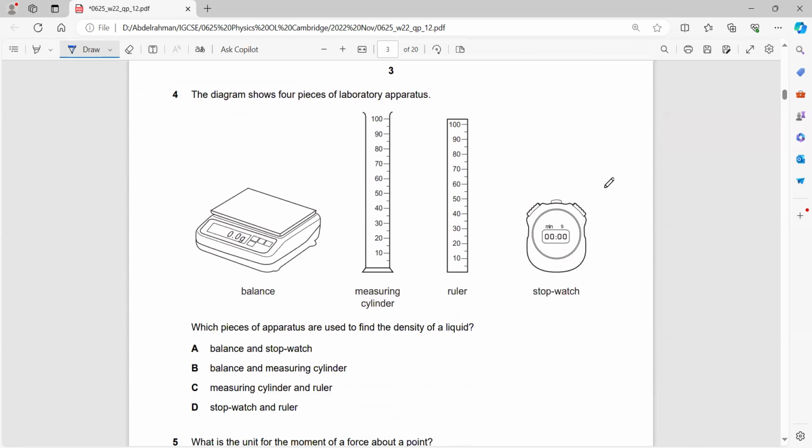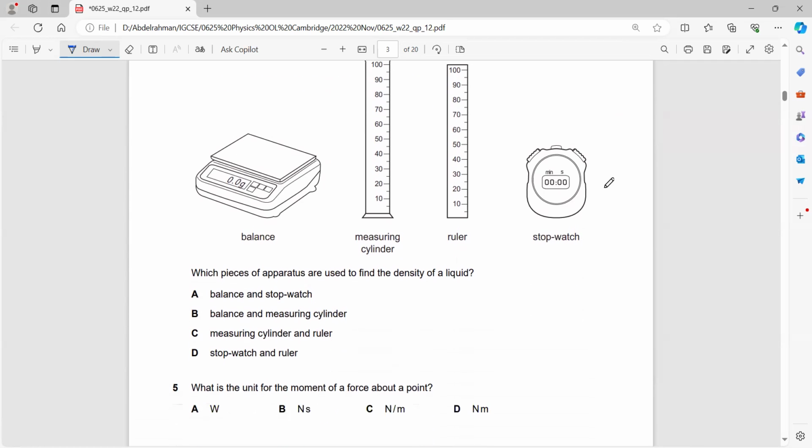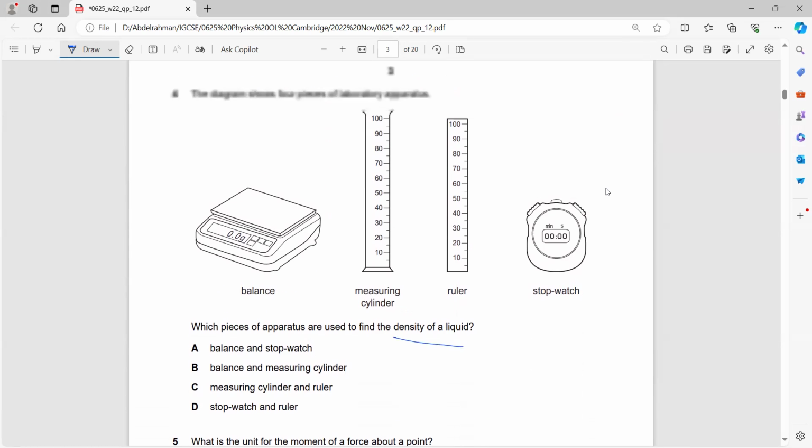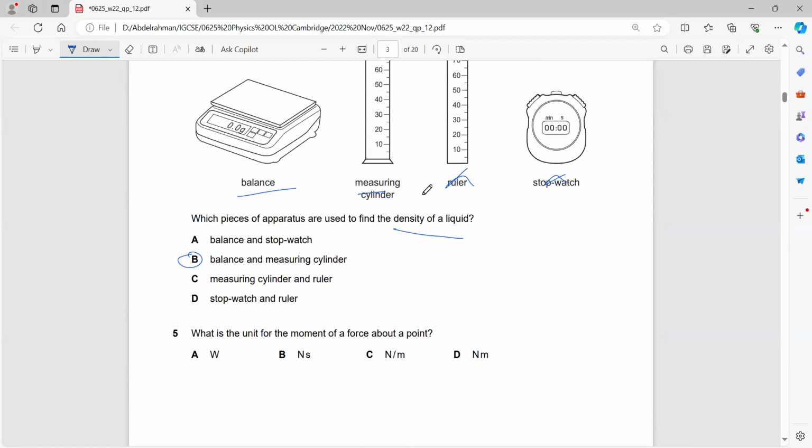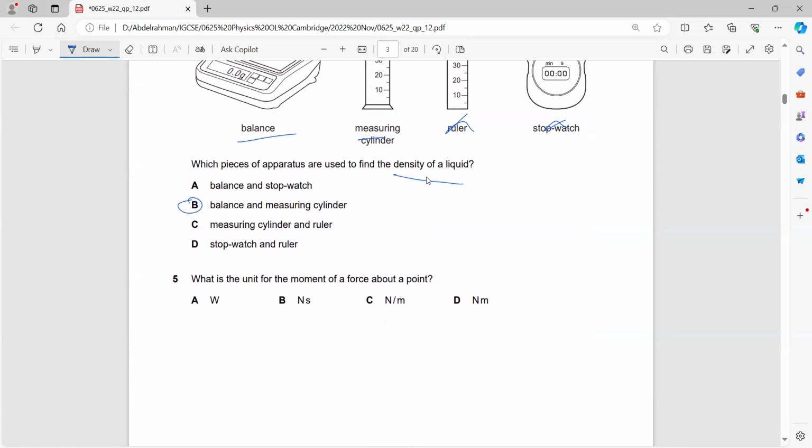The diagram shows 4 pieces of laboratory apparatus. Which pieces are used to find the density of a liquid? To find the density of the liquid, you need a balance and a measuring cylinder. You do not need a ruler or a stopwatch. Measuring cylinder and a balance. What's the unit of the moment of a force about a point? Newton meter.